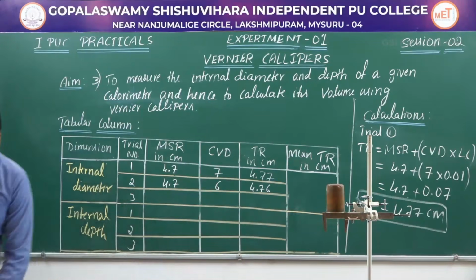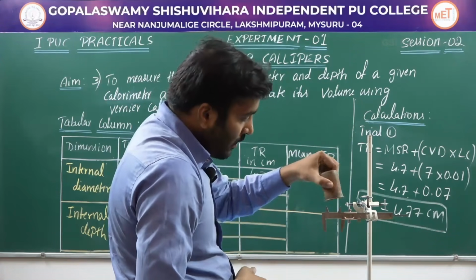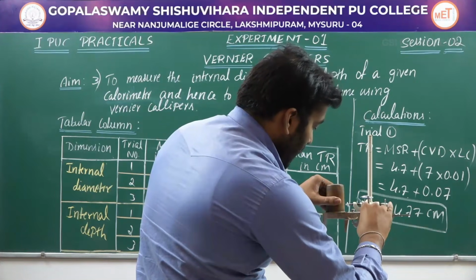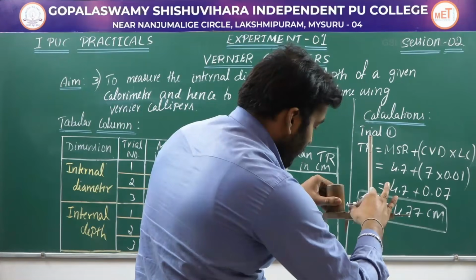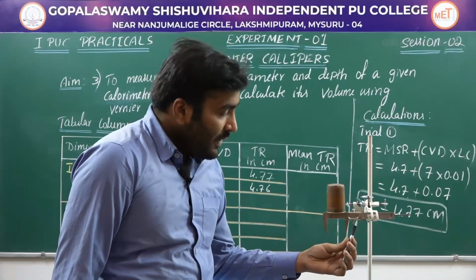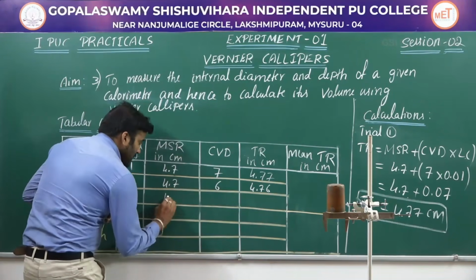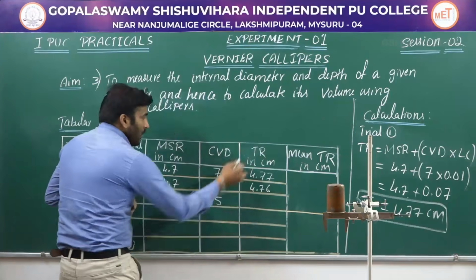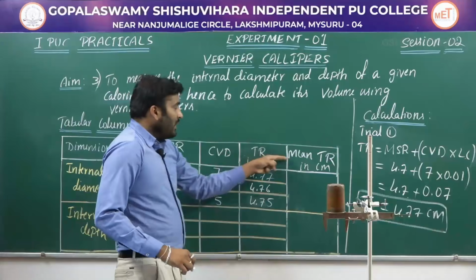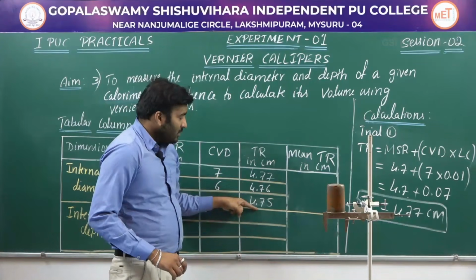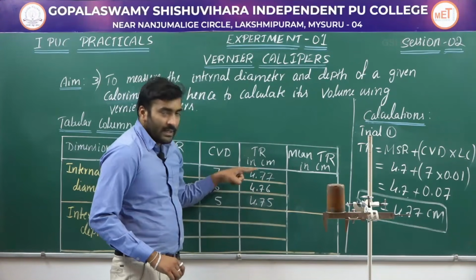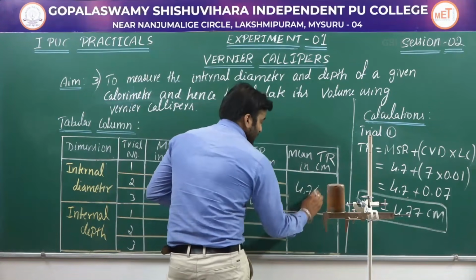Next, third trial. Again, I will be changing the position and I will keep the object like this and tighten this. Now for the third trial, the main scale reading is 4.7 centimeter and CVD is 5. Let us tabulate the readings. This is 4.7 and CVD is 5. Therefore, the total reading will be 4.75. Now let us find the mean TR for these three trials: 4.77 plus 4.76 plus 4.75 whole divided by 3. What you will get is 4.76 centimeter.